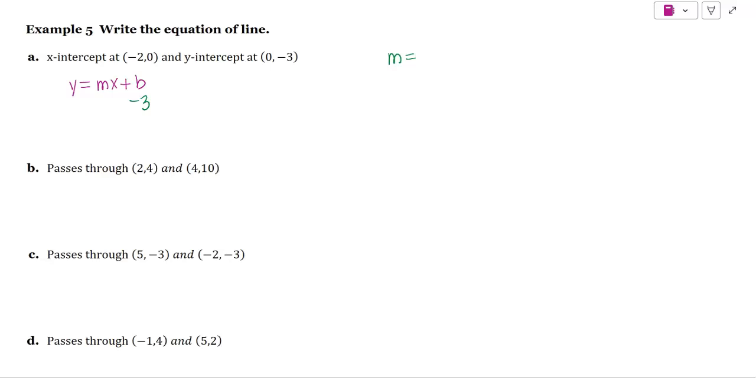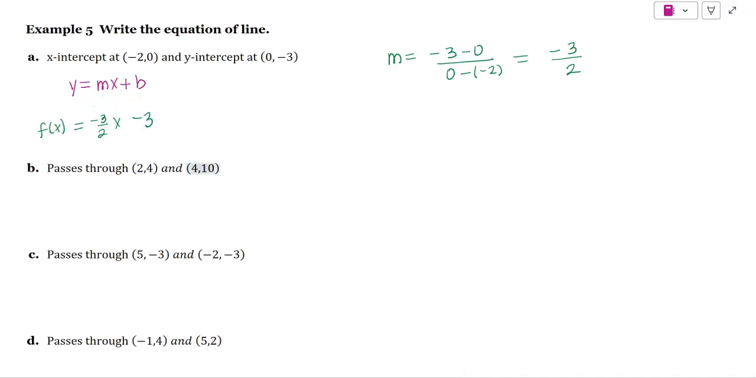So let's do some side work to calculate the slope. The slope is going to be -3 minus 0, subtracting our y values, over 0 minus -2, subtracting our x values. So we're getting -3 over 2 as our slope. So I'll put -3/2 times x, and then we'll write f of x equals, let's move this down here.